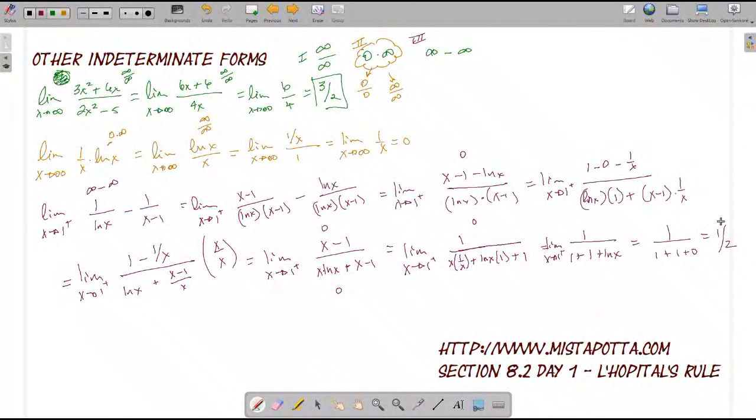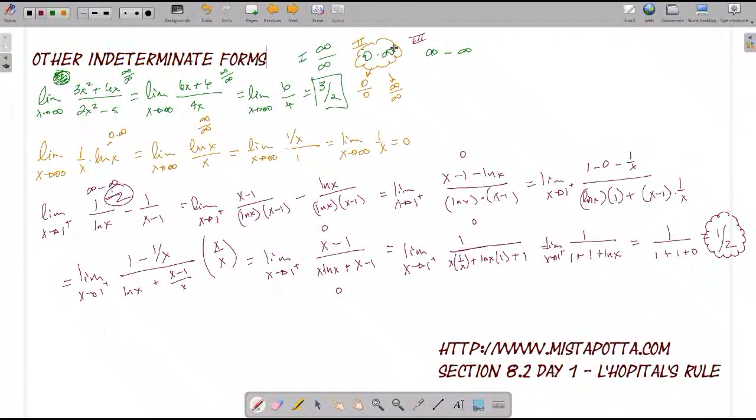So again, notice I don't necessarily get 1 or 0 or infinity as an answer. I can get a peculiar answer of 1/2, even though there was no 2 in the original problem.